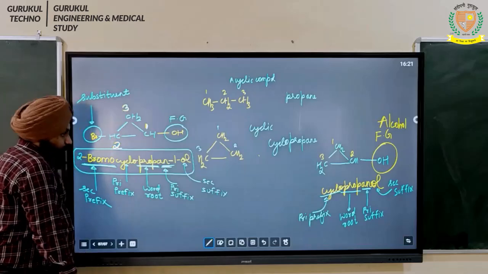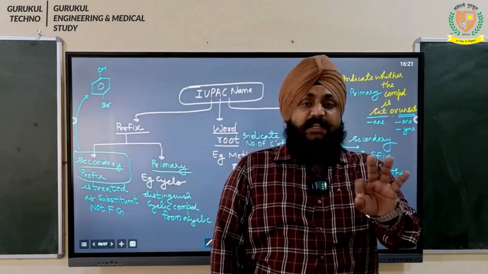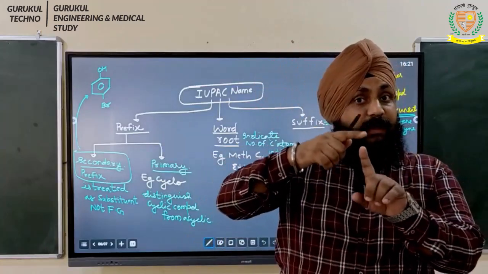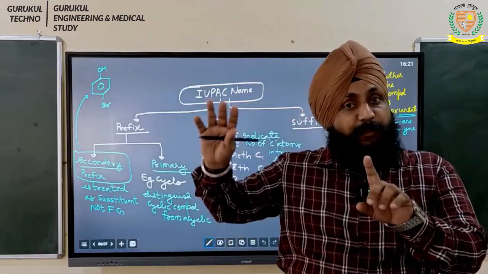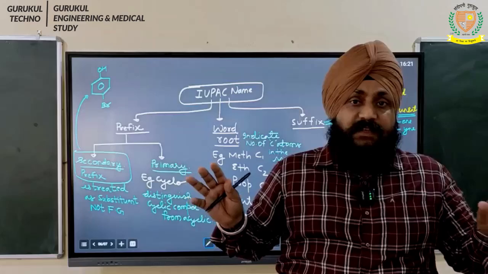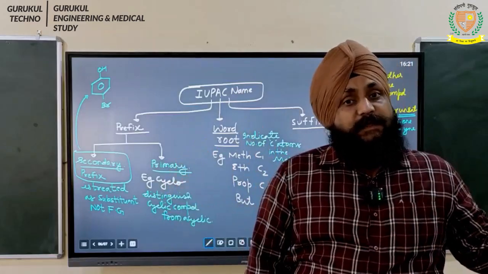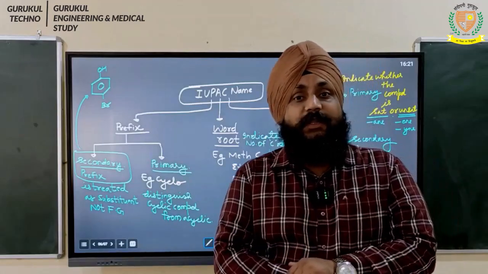Yes, students, so this is all about the IUPAC name. What are the various parts of the IUPAC name? We have word root, which will indicate the number of carbon atoms. Then we have prefix, and then we have suffix. There are 2 types of prefix, primary and secondary, and there are 2 types of suffix, primary and secondary. Hope, students, you have understood this part.